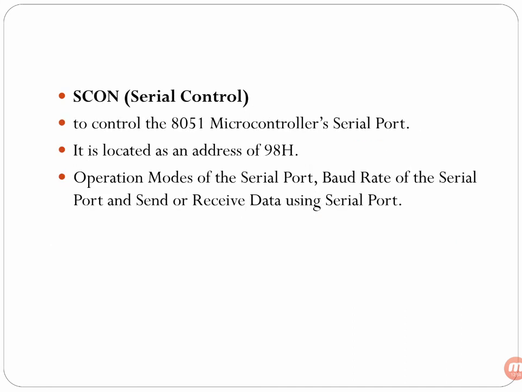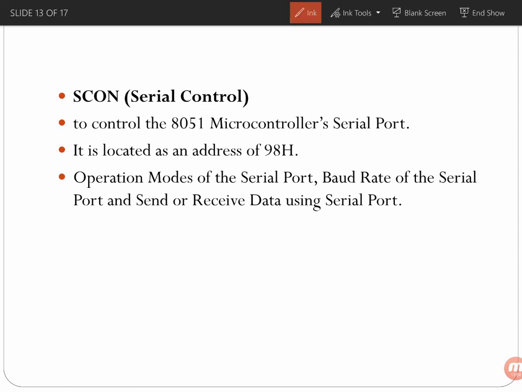Next, SCON, the serial control register. The serial control or SCON SFR is used to control the 8051 microcontroller serial port. It is located at address 98H. Using SCON, you can control the operation modes and the baud rate of the serial port and send or receive data using the serial port. The SCON register also consists of bits that are automatically set when a byte of data is transmitted or received.